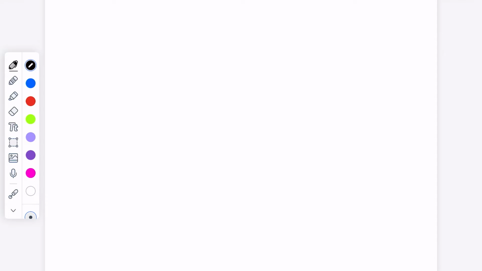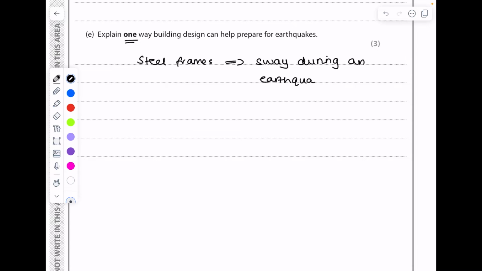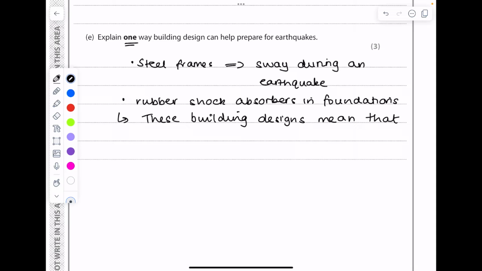Now I'm going to take you through preparation for earthquakes, such as warning and evacuation, building design, remote sensing and GIS. So I'll take you through a past paper question, first of all, for building design. This says one way, but I want to give you several examples. You want to talk about steel frames that sway during an earthquake. You could talk about rubber shock absorbers in foundations. So through both of these things, you'll find that buildings are less likely to be damaged during an earthquake and less likely to create debris.